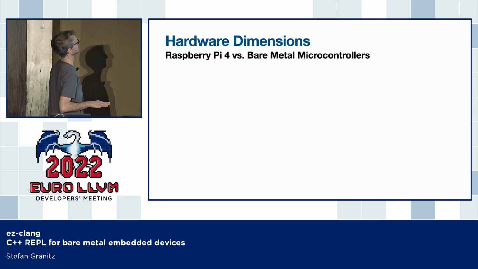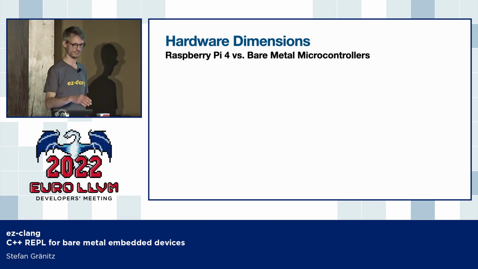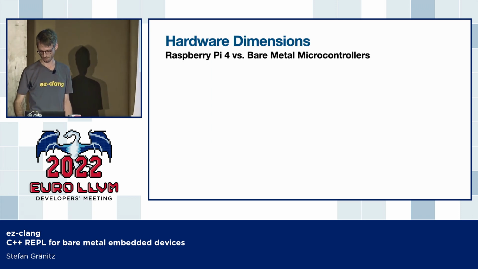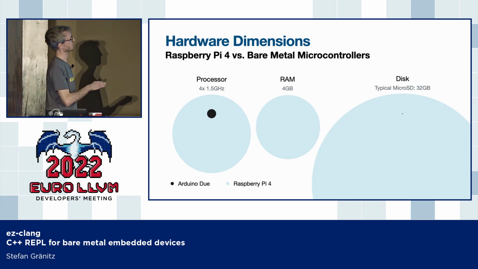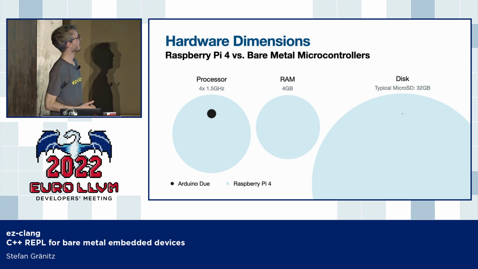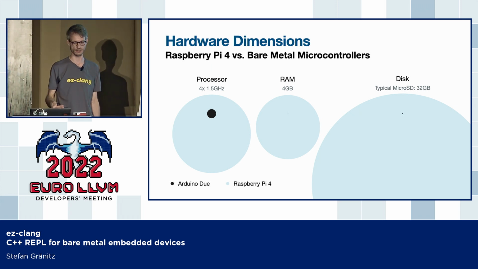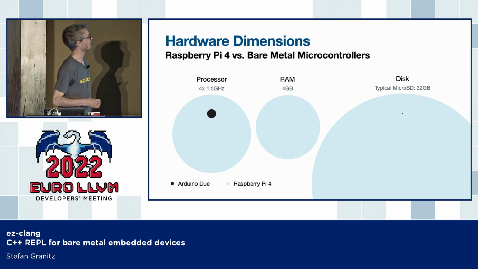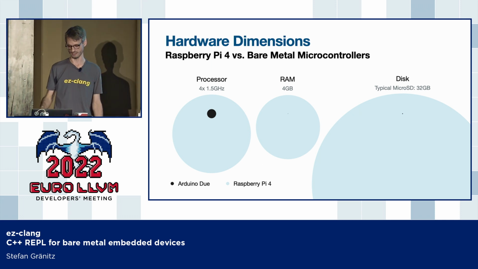So, hardware dimensions, devices that we're talking about. I want to illustrate that with a comparison to something like a Raspberry Pi that probably everybody knows. The blue circles we see here are the resources on the Raspberry Pi: CPU, RAM, and read-only memory disk, and they are pretty large. So units are usually gigahertz and gigabytes. If we compare that to the Arduino Due that I used for the live demo, the circles are pretty small because it's more like megahertz and kilobytes that we're talking about.